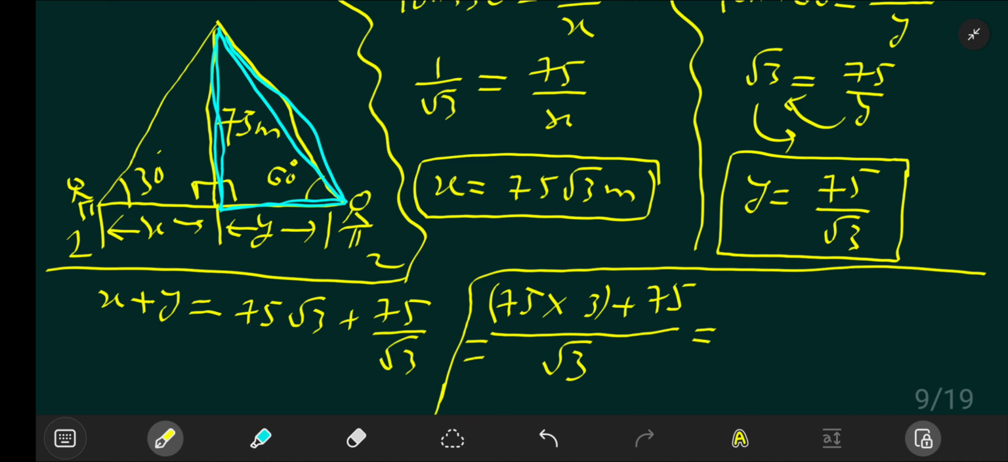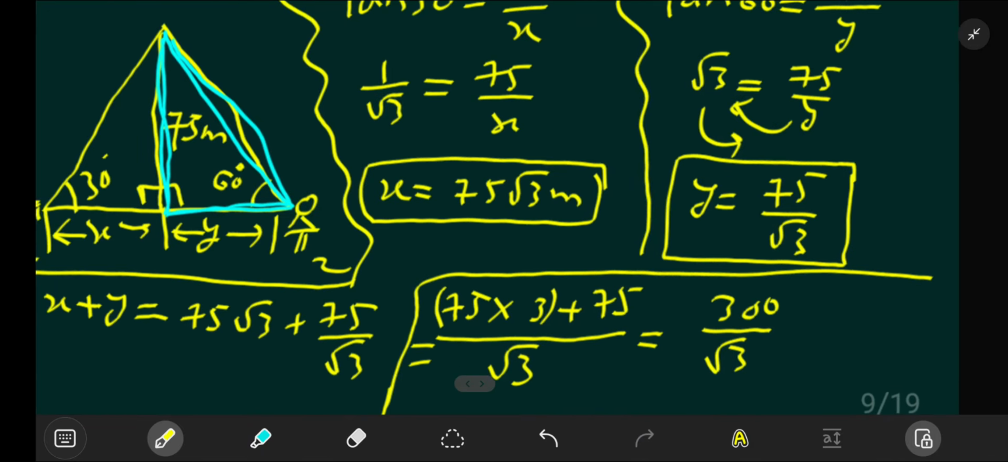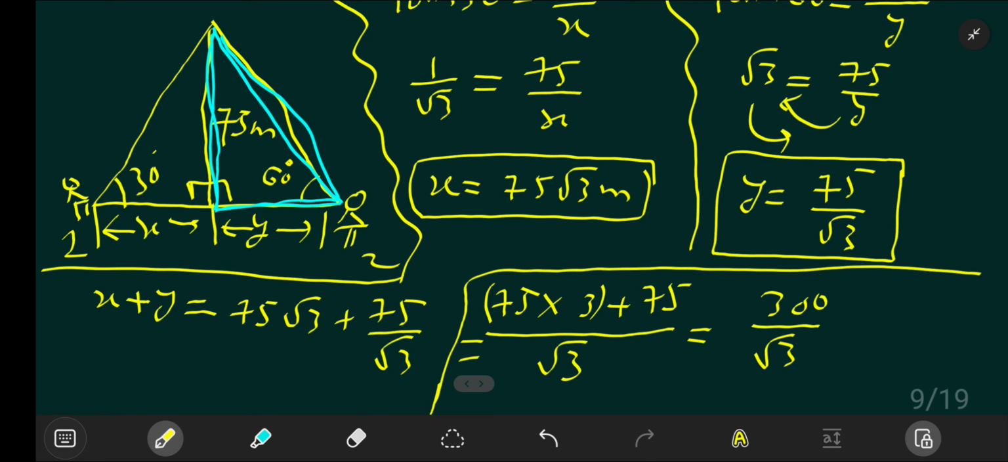That is equal to 75 into 3 is 225. 225 plus 75 is equal to 300. That is equal to 300 divided by root 3. But in the options, sometimes that value is also not given. This x plus y, otherwise just wait, I will paste it in some other.